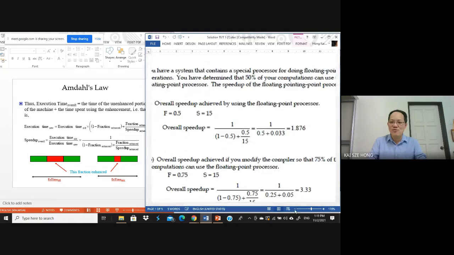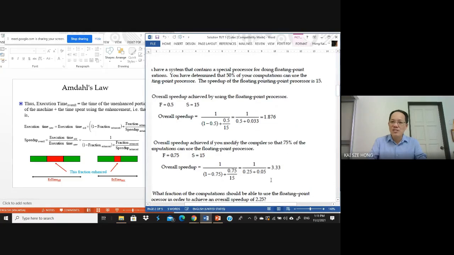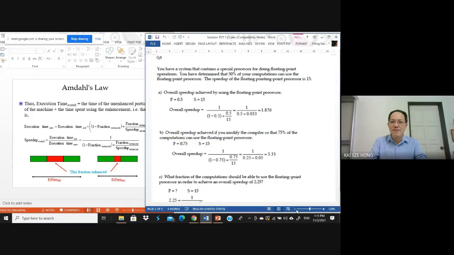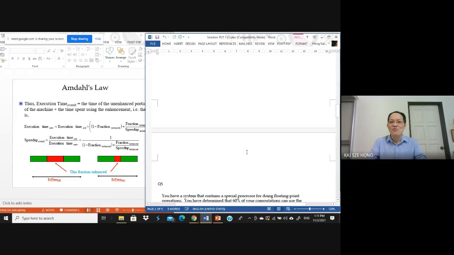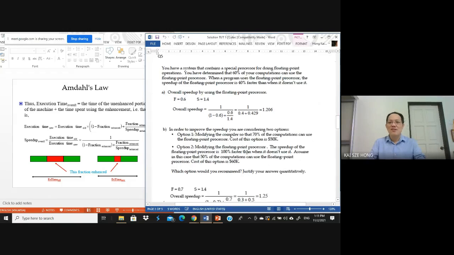So today we are going to check question number 4, also finished. So let me brief you a little bit. It's a bit the same thing. So we will still use the same formula: 1 minus the fraction that can be enhanced, and the fraction that can be enhanced divided by how many times it can be enhanced. Okay, so same thing happens here. Since we already finished, we are going to question number 5 directly. So we will go a bit faster for today.